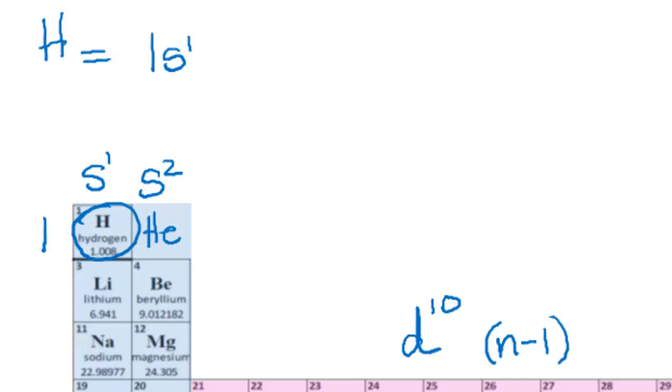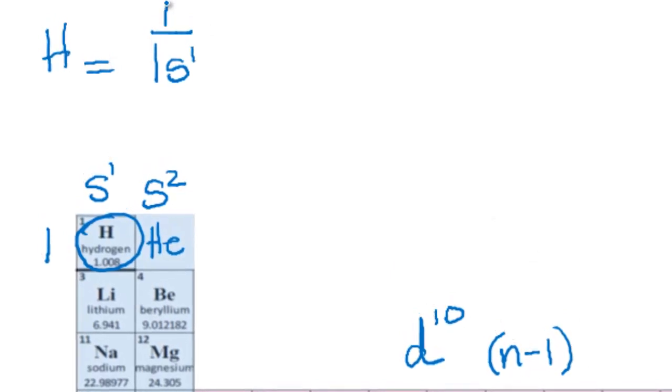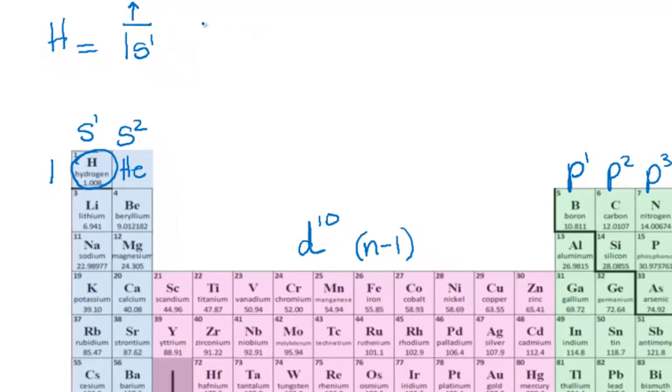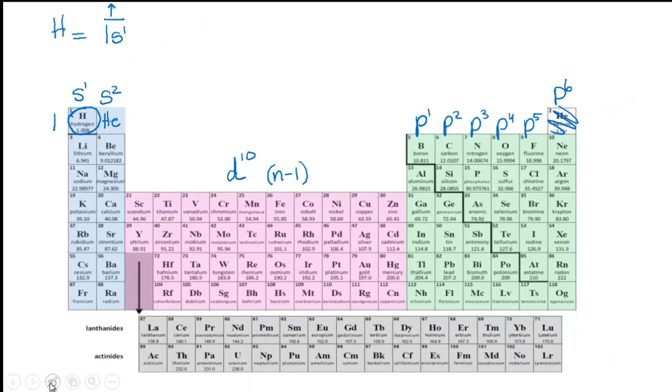If I need to do the orbital filling line diagram with the arrows, remember anywhere I see an S, I draw a line, and because there's one electron, I'm just going to draw one up arrow. Okay, hydrogen's pretty simple, so let's do another one that's a little more complicated. Let's do the electron configuration for carbon.